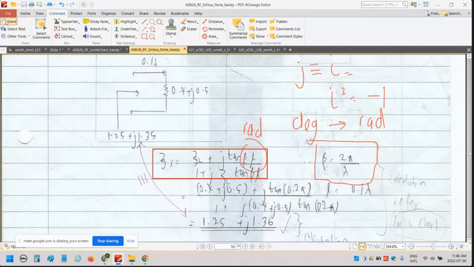Who got the answer? A reminder for international students, you should press your calculator and make sure you get this answer, 1.25 plus j1.36. Who got this answer?